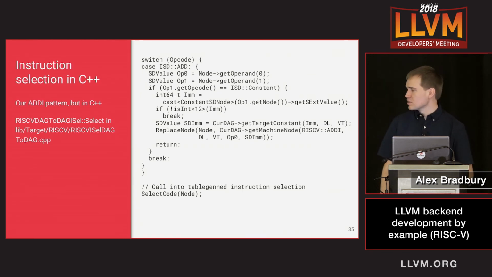There's an example we can look up later of how to handle instruction selection in C++. This is simply doing the exact same pattern that we did for add immediate, but implementing it in C++. Sometimes there are very, very complex things that you want to match that you can't specify within the limits of TableGen. Clearly, this is a good example of why TableGen is helpful, because it means that you don't have to write this for every trivial instruction.